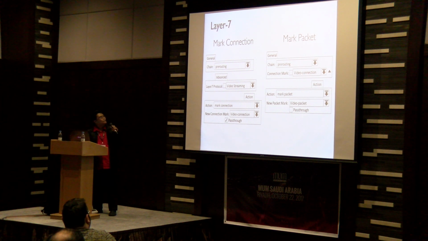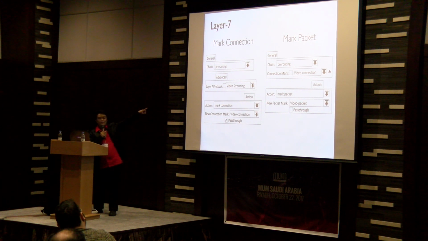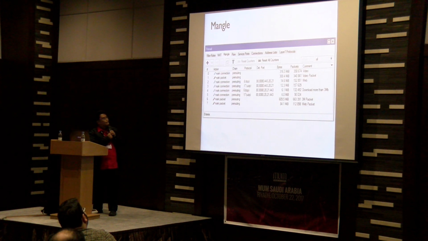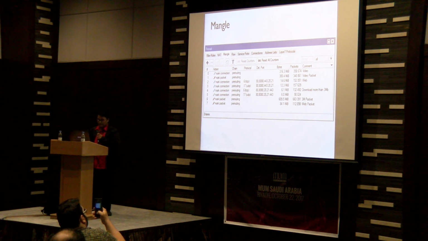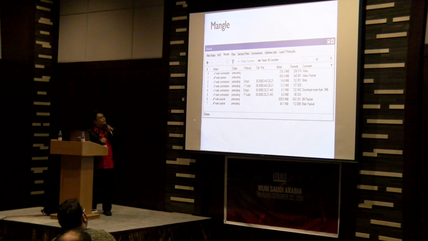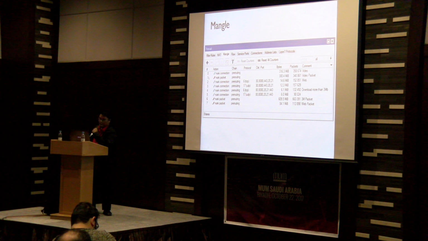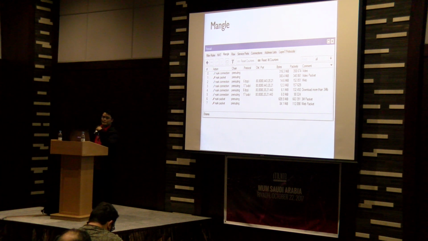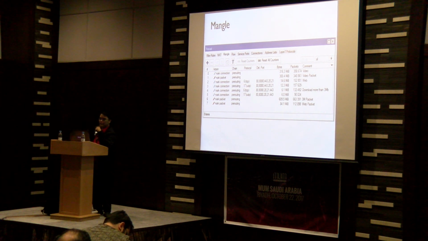So here we're going to mark the connection again for video streaming. You can see here I've identified it as a layer 7 protocol with video streaming. Mark the connection, then mark the packet. It's the same thing that we've done before. These are all found in the Mangle section. And here's now your Mangle table. As you can see here in the Mangle table, I have moved the layer 7 at the very top, so I can identify first which are the video streams before marking it at the bottom.